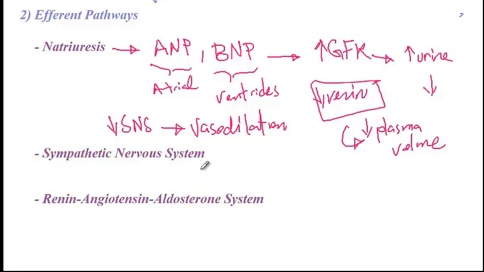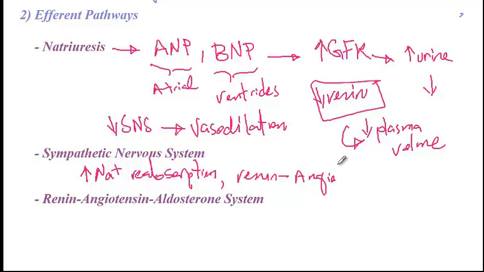The next system is the sympathetic nervous system, and this sympathetic nervous system can increase the renal reabsorption of sodium. So sodium reabsorption is increased in the kidneys, and it will also stimulate the renin, angiotensin, aldosterone system, which is discussed right here. All right, now let's go over the renin, angiotensin, aldosterone system.